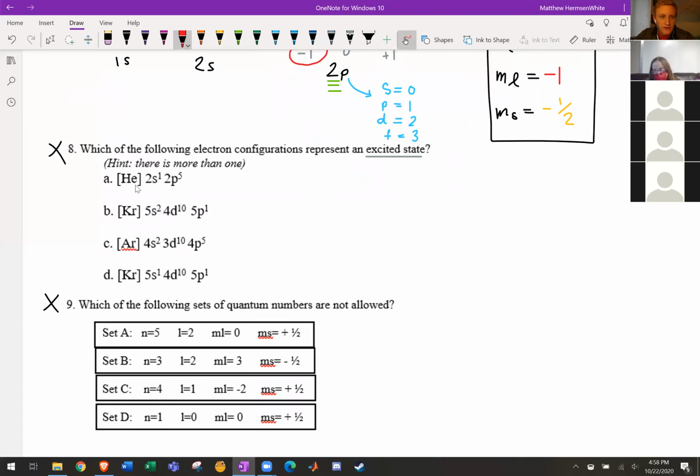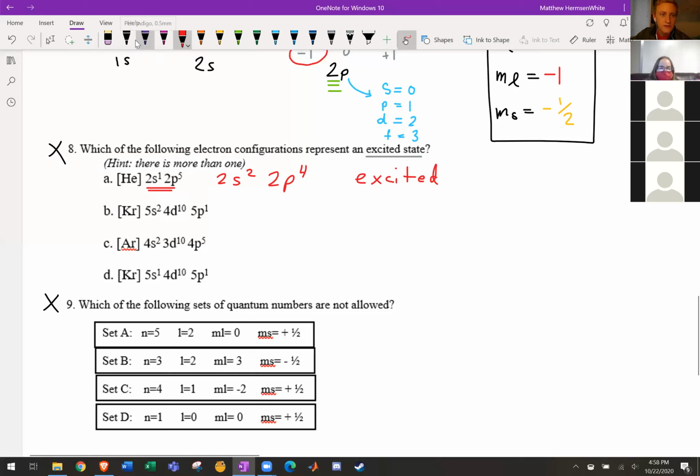So here's how I look at this. This looks a little weird because this should be 2s2, 2p4. But in this case, there's only 1 electron in the s. So this means it's excited, which means one of the electrons moved from the 2s up to the 2p. So this one is an excited state. It's different than what it should be.